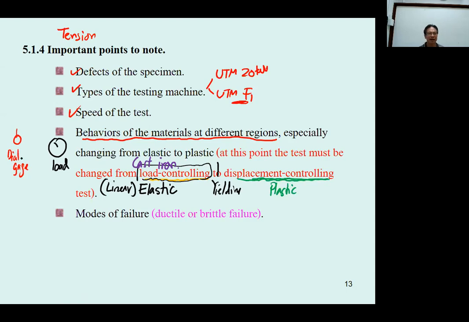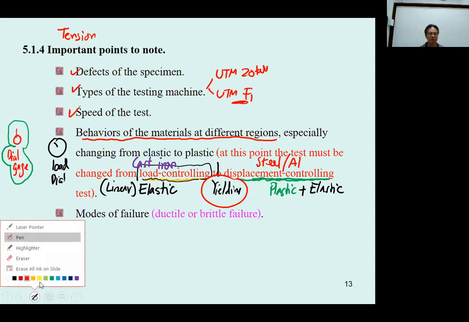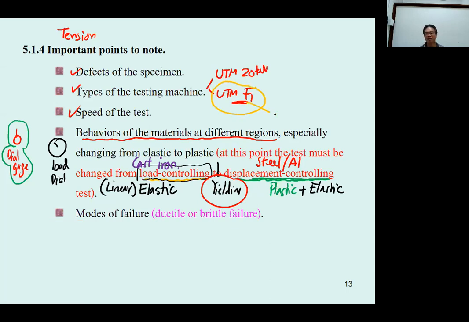The displacement controlling test uses the dial gauge to read the test. The person who reads the dial gauge will ask the person who reads the load dial. This one has a 10 scale to read the load. That is the displacement controlling test. It can be used for both elastic and plastic behavior. It can also be used to test materials such as steel and aluminum that have yielding. This displacement controlling test is used in most advanced UTMs.